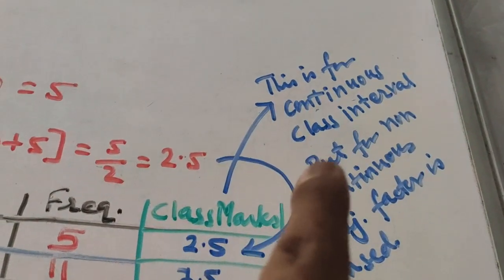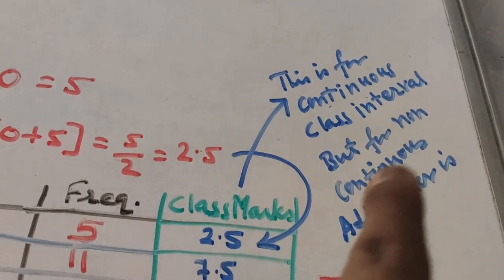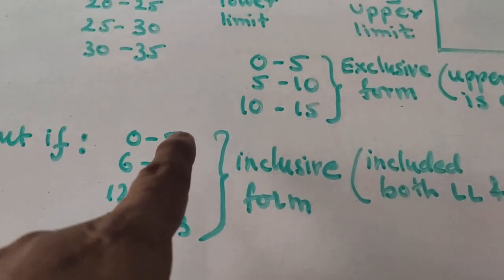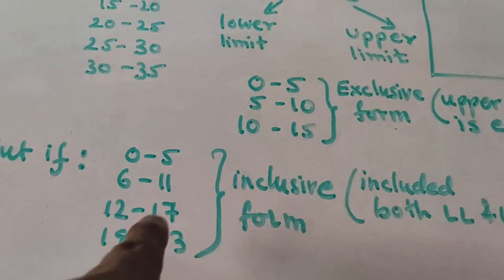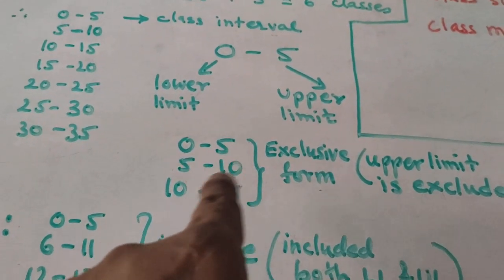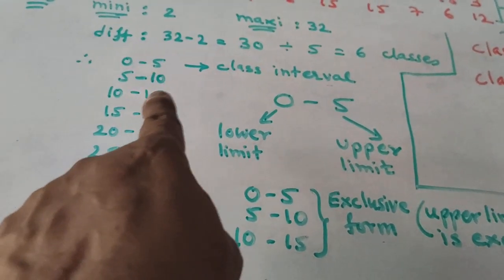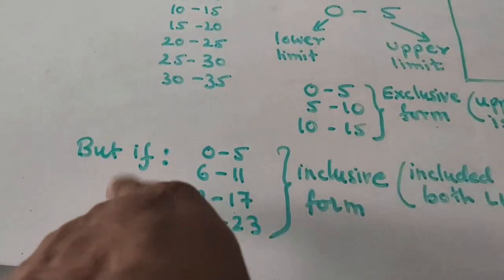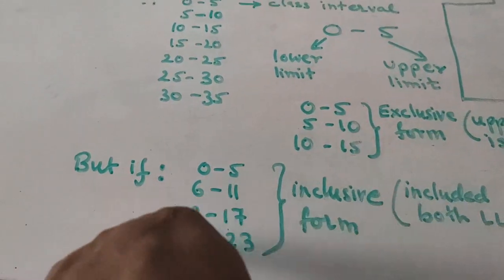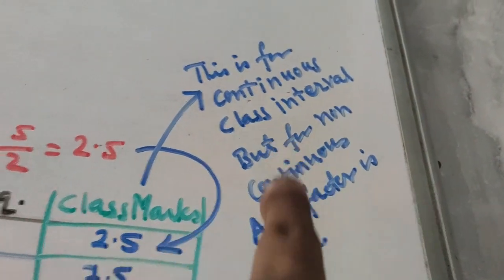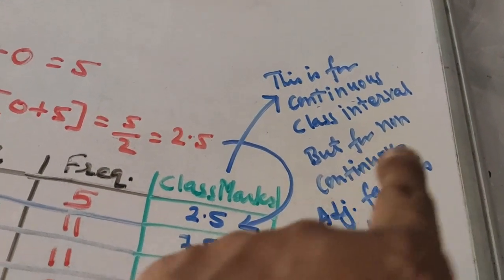Now here I have written a note. This is for continuous class interval, but for non-continuous, like this one is non-continuous: 0, 5, 6, 11. It is not continuous. This one is continuous. You see the repeated numbers 5, 5, 10, 10, 15, 15, 20, 20. Here it is not repeated. So this part is a non-continuous form. So this is what I have mentioned here. This is for continuous class interval, so this is possible for the continuous class interval.